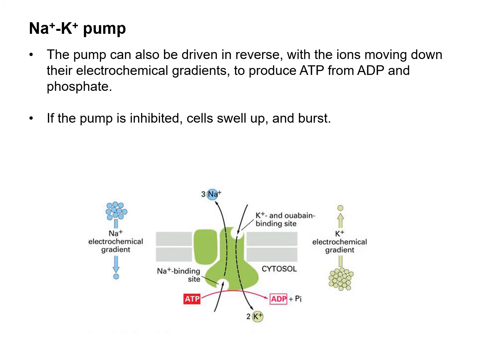So again, the sodium-potassium pump maintains the electrochemical gradient of sodium ions as well as potassium ions by consuming ATP to push out 3 sodium ions and import 2 potassium ions. But this pump can also be driven in reverse, with the ions moving down their electrochemical gradients, so moving in opposite ways for both ions. That is to produce ATP from ADP and phosphate. And if this pump is inhibited, so it's not working, then cells will swell up and burst.